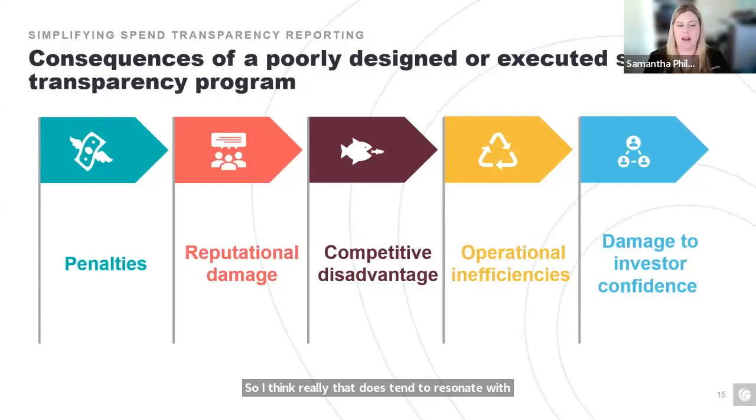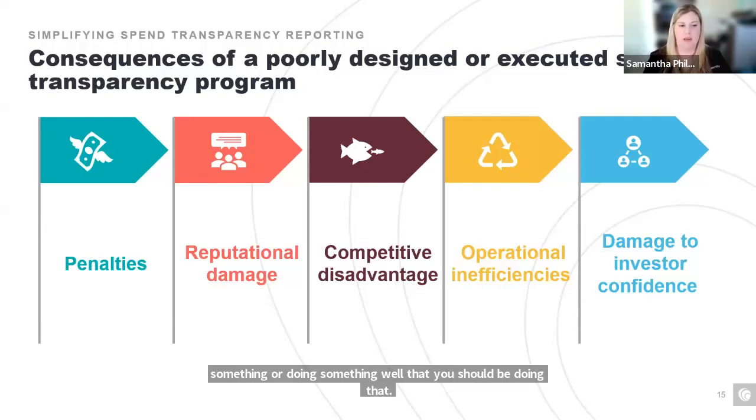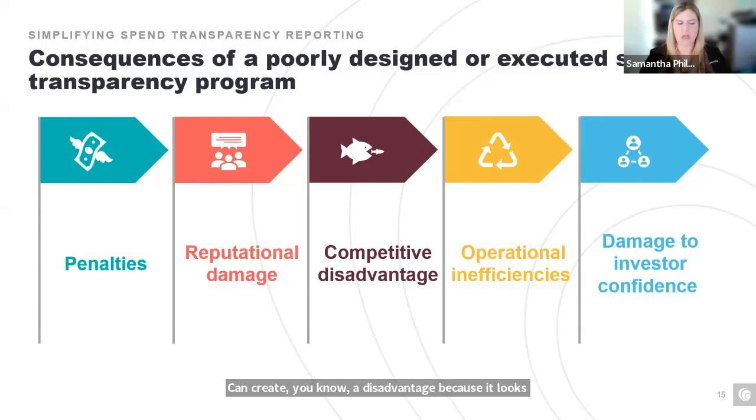And similarly, the competitive disadvantage, right? If you're not doing something, or doing something well that you should be doing, that can create a disadvantage because it looks like you don't want to be a fair player in the industry.